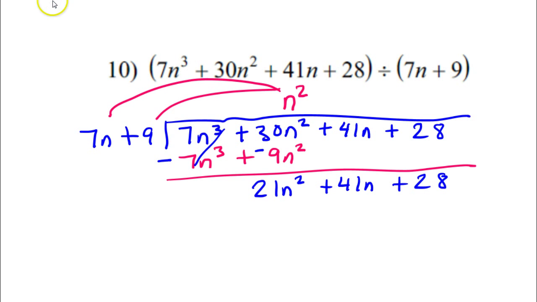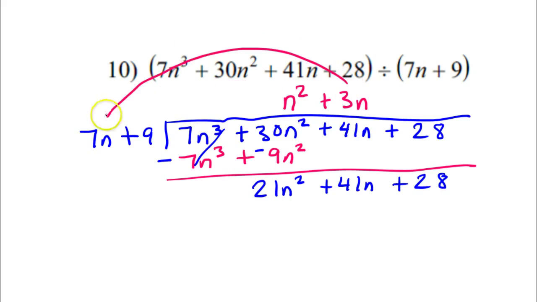Then I start over. 7n times what is going to give me 21n squared? Well, 7 times 3 is 21, so I'm definitely going to have a 3. And then n times n will give me n squared. So 7n times 3n will give me 21n squared. So that's why the 3n. And of course, I will now distribute. So I will take my 3n and I will distribute like this. 3n times 7n is 21n squared. 3n times 9 is 27n.